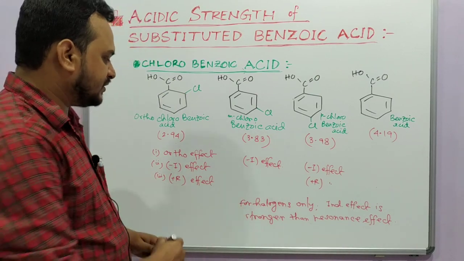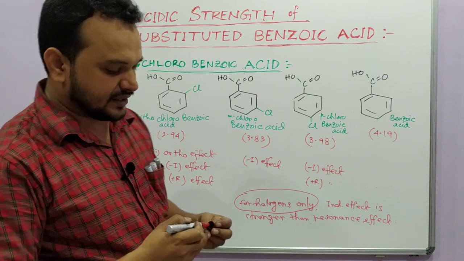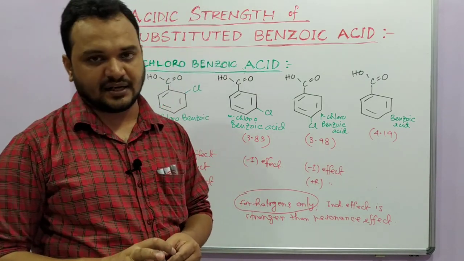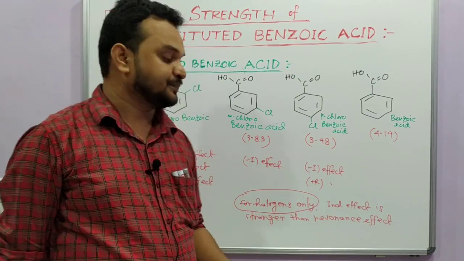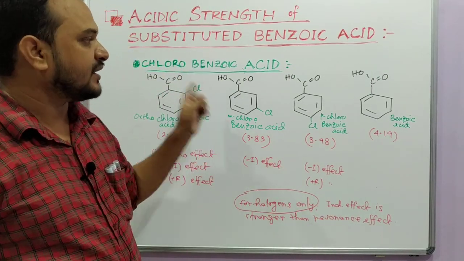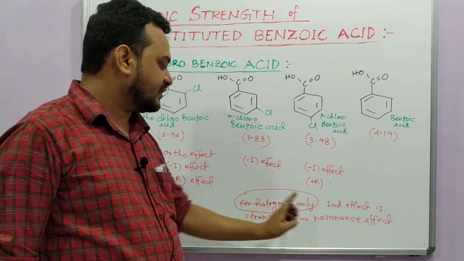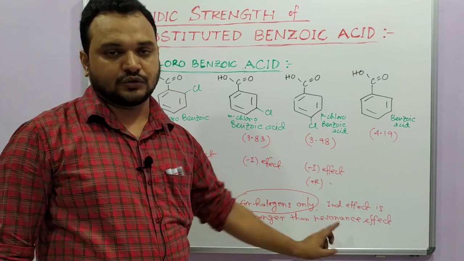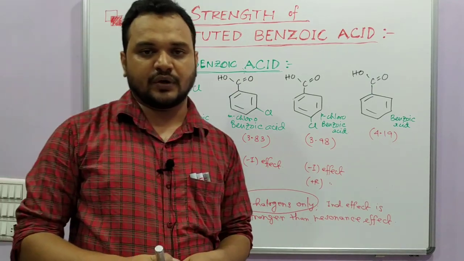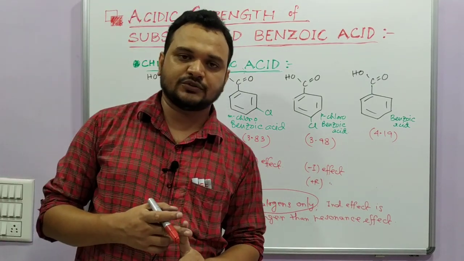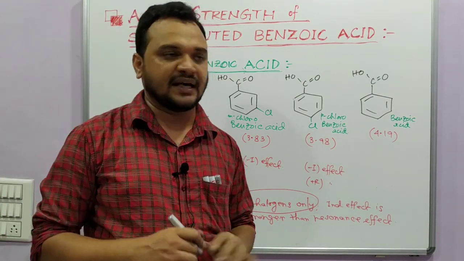And this is very important: for all other groups the resonance effect is much stronger than the inductive effect, but for halogens only, the inductive effect is stronger than the resonance effect. Here, by strong inductive effect, chlorine is withdrawing electron density, and by relatively weaker resonance effect it is donating electron density. So what will be the net result? It will be electron withdrawing. Since chlorine is electron withdrawing, orthochlorobenzoic acid, metachlorobenzoic acid and parachlorobenzoic acid will all be stronger acids than normal benzoic acid.